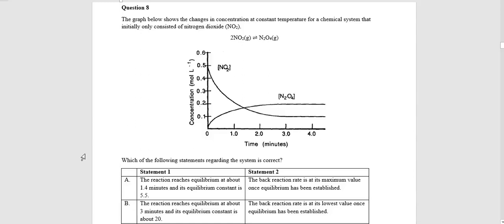Okay, let's continue with the multiple choice section. This is question 8. The graph shows the changes in concentration at constant temperature for a chemical system that initially only consisted of nitrogen dioxide.